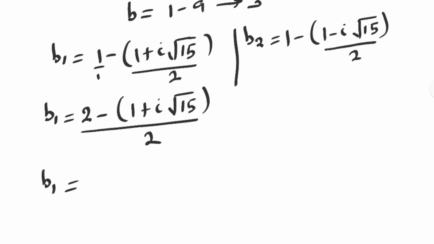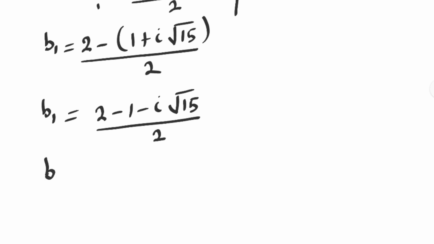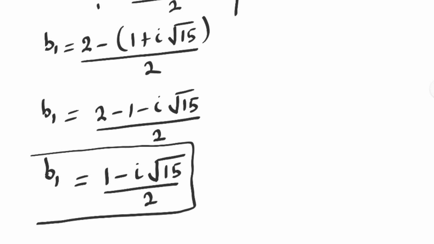b1 is equal to 2 minus (1 minus i root 15) all over 2. b1 is equal to 2 minus 1. This is 1 minus i square root of 15 all over 2. This is the value of b1.